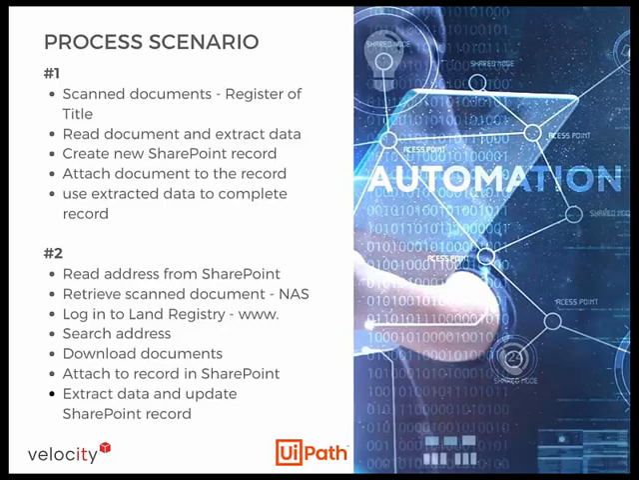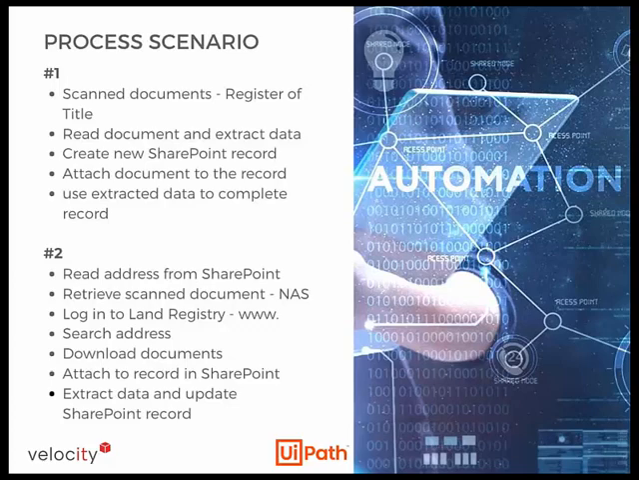So in the first part of the scenario, what we're going to look at doing is taking a scanned document, which is a register of title. That's being held on a shared drive, essentially a NAS drive at the moment. The robot will read that document and it will extract certain data. It will then log into SharePoint and create a new SharePoint record. It will attach that document to the record, but it will also take the extracted data from that record to create fields and data within the SharePoint record.